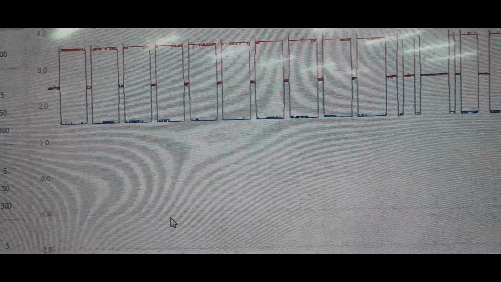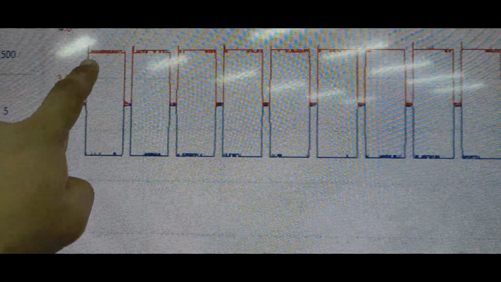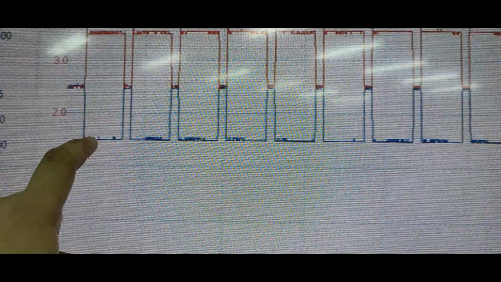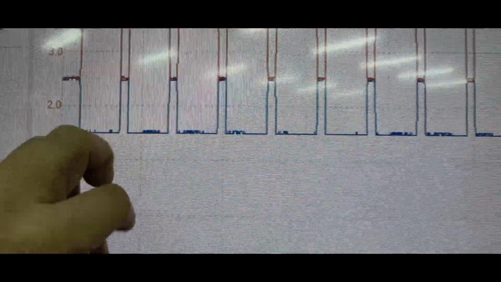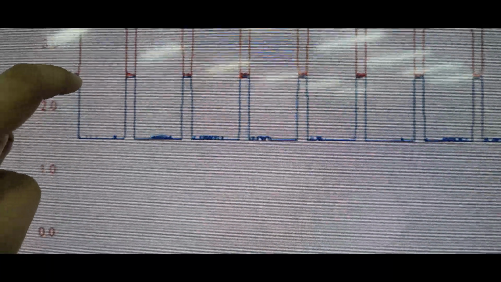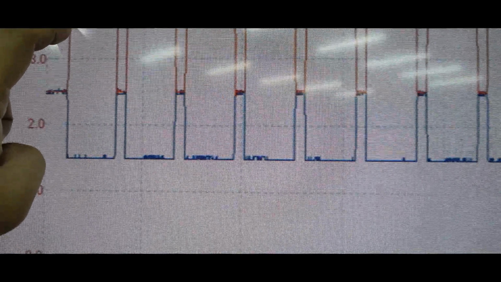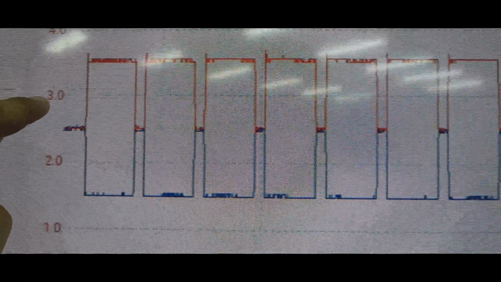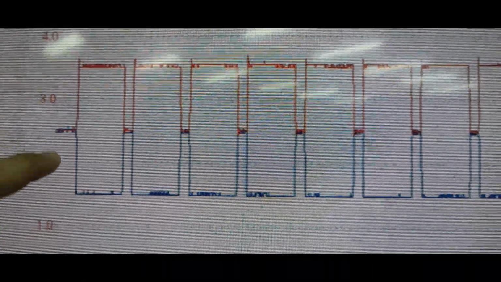Now, to identify the CAN high: CAN high is this one, the red one. The blue line is the CAN low. So why is it CAN high? As we all know, CAN high is 3.5. So this from 3, at about here is the 3.5. So this is the CAN high.